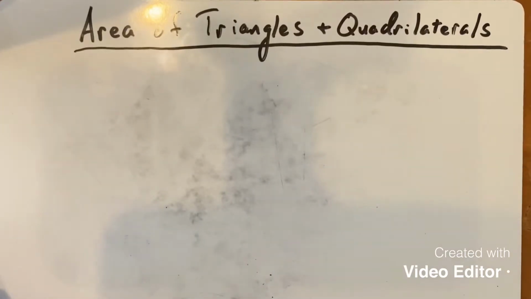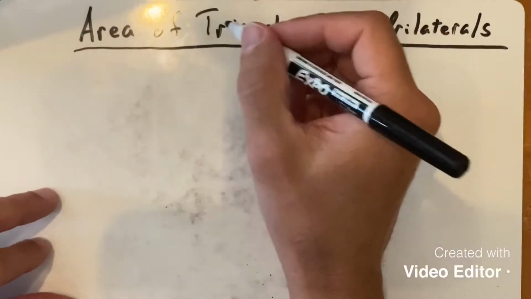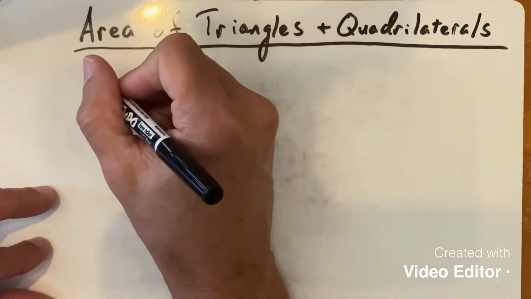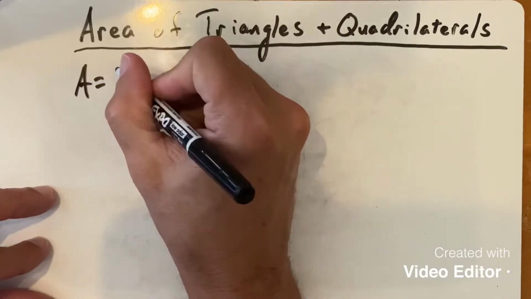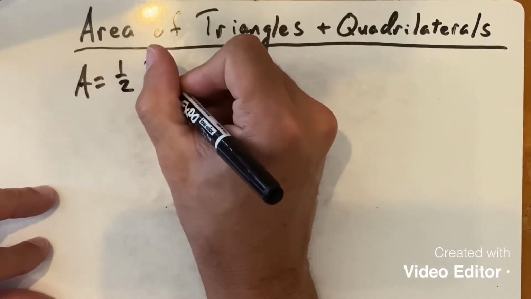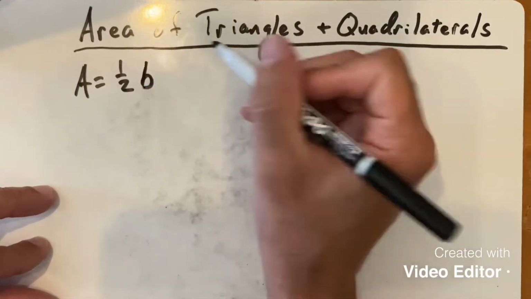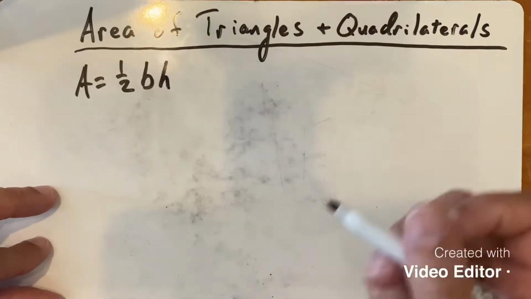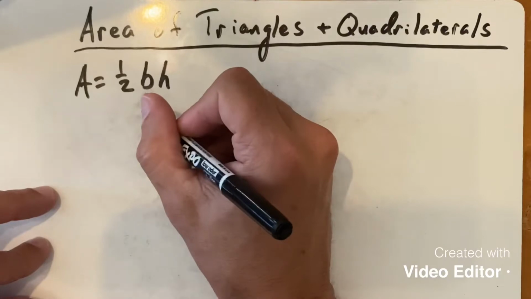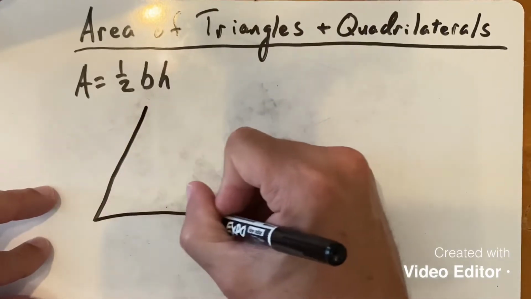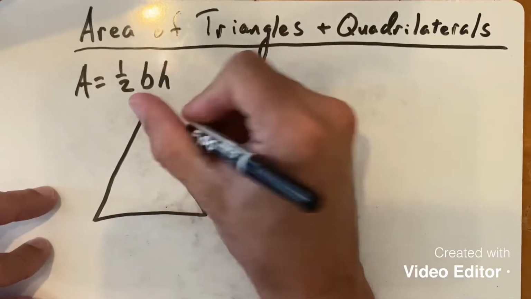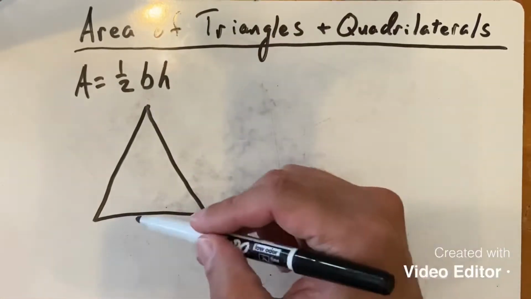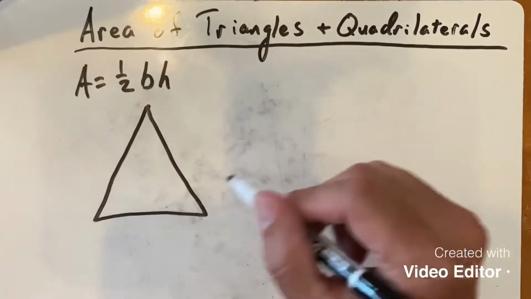Let's start off with the triangle first. If you recall, the equation for area of a triangle is 1/2 the base times the height. So what does that mean? Well, let's say we have a triangle. The base, remember, can be any side of that triangle. It doesn't matter which one you choose.